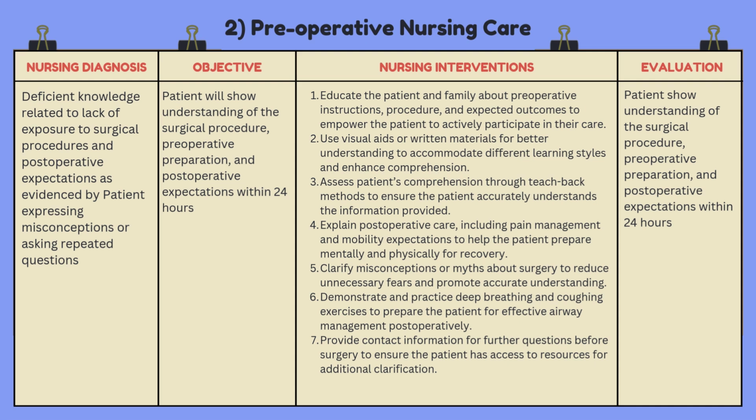Next, explain post-operative care including pain management and mobility expectation to help the patient prepare mentally and physically for recovery. Clarify misconceptions or myths about surgery to reduce unnecessary fears and promote accurate understanding. Demonstrate and practice deep breathing and coughing exercise to prepare the patient for effective airway management post-operatively. Last one, provide contact information for further questions before surgery to ensure the patient has access to resources for additional clarification. For evaluation, the patient shows understanding of the surgical procedure, pre-operative preparation, and post-operative expectation within 24 hours.